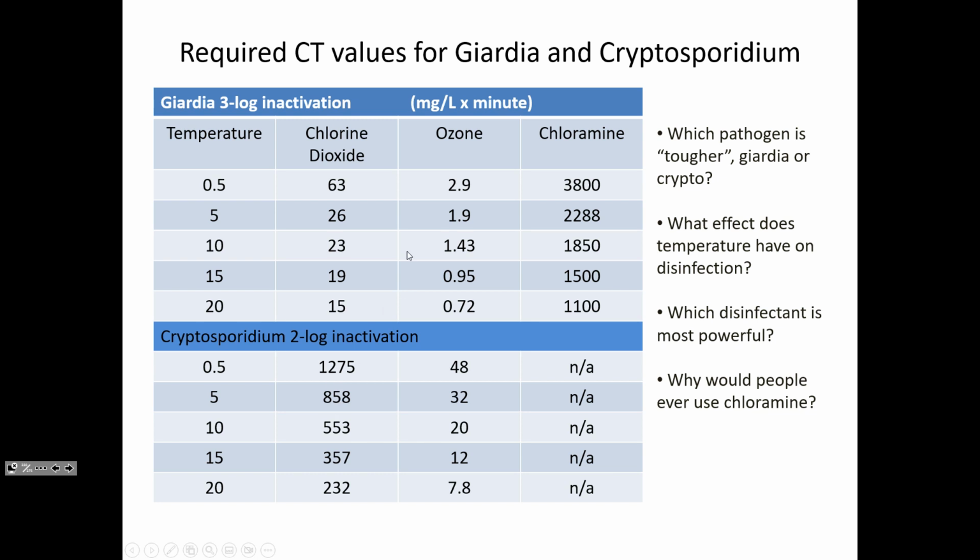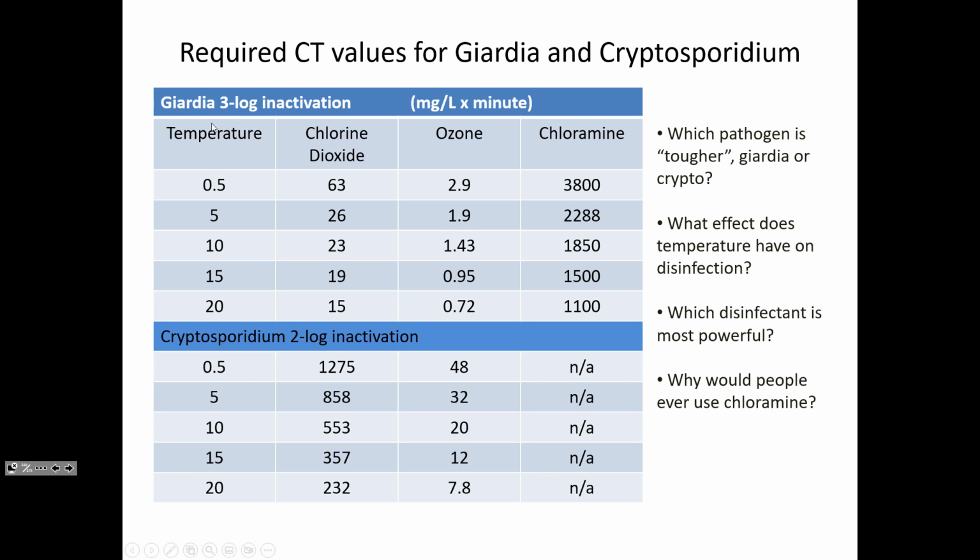So here's just an illustration of two pathogens that are considered relatively resistant to inactivation, Giardia and Cryptosporidium. They are a lot more hardy and strong than viruses or bacteria. And you can see the combination of concentration times time that's required at different temperatures for 3 log inactivation.